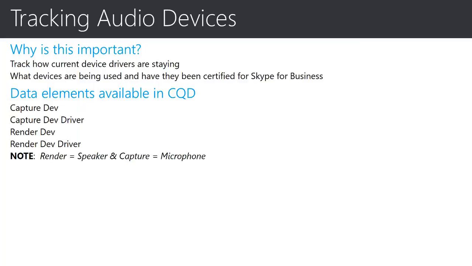The next topic we will be covering is how to track audio devices used in your environment. We can use this to track how current device drivers are staying and also see what types of audio devices are being used. This is especially important if users have been given a certified device to leverage for audio calls. The data elements that we'll be using are capture device and capture device driver, which represent the microphone device and driver version. You also have render device and render device driver, which represent the speaker device and driver version.